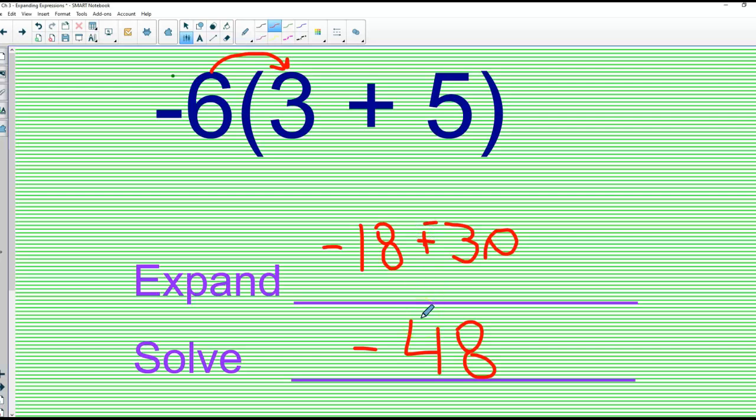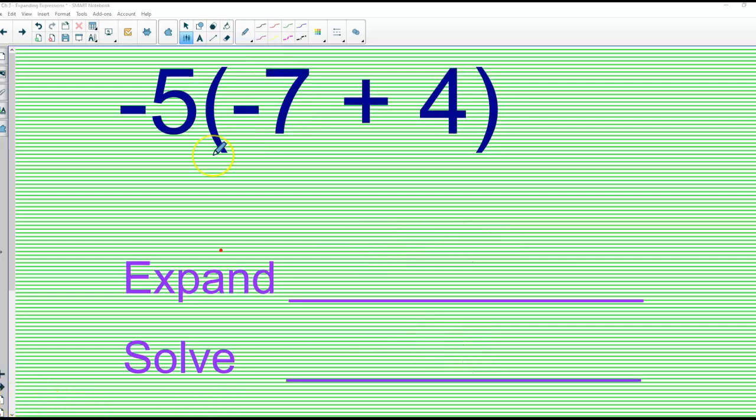Okay, not a whole lot different. You just have to pay attention to your integer signs. Okay, let's look at another one. All right, here's another one.